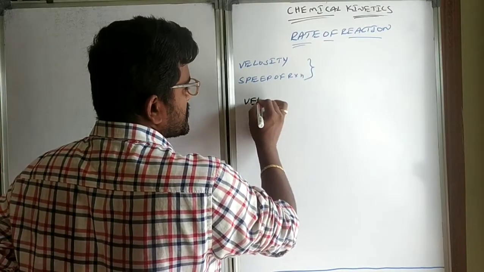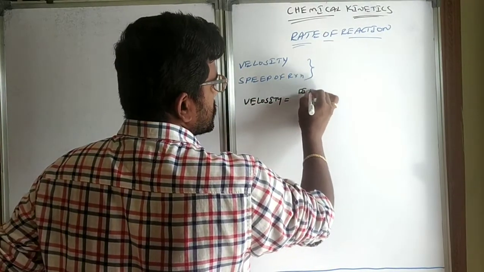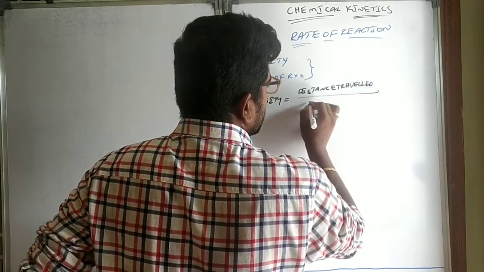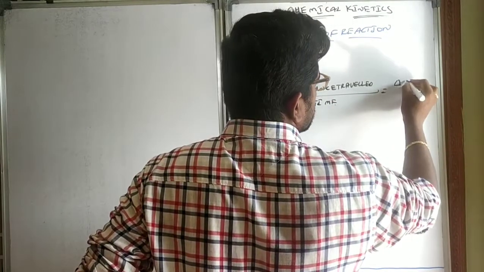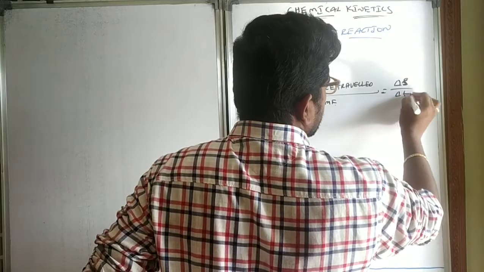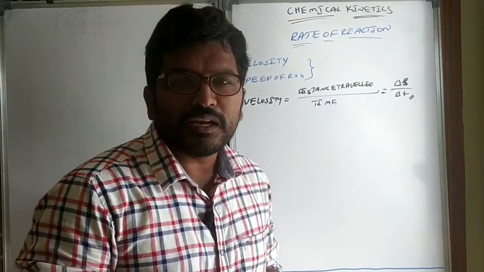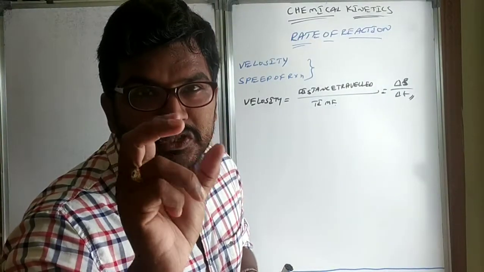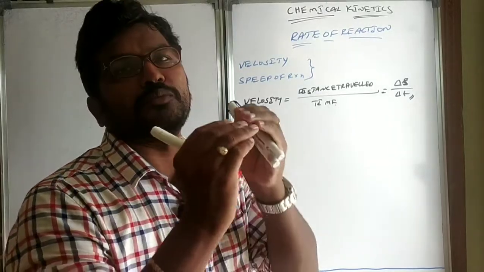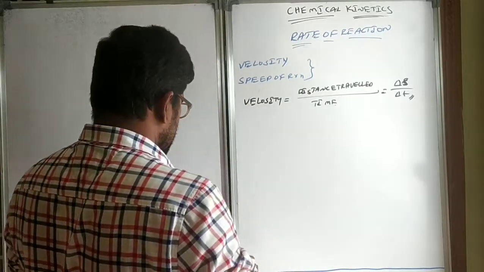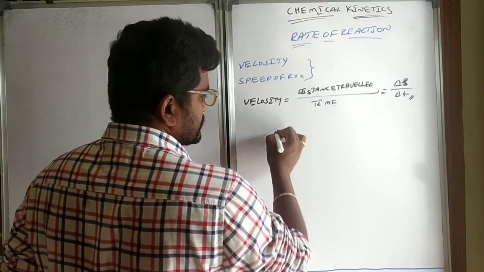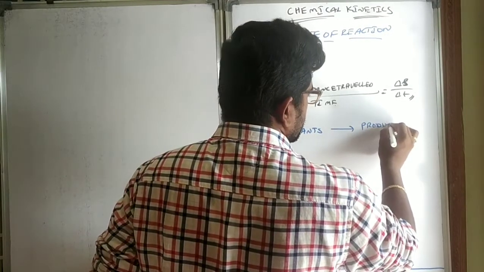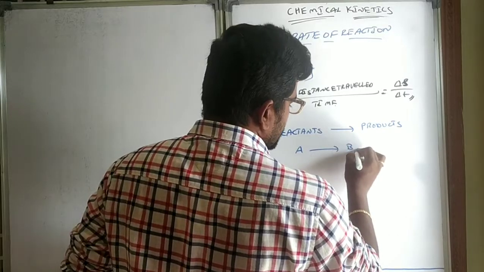we will find velocity equals distance travelled by time, or change in displacement by change in time. But in chemical reactions, they do not move from one place to another. That's why we find the change in concentration of a reactant or product with time. Let us take a chemical reaction, reactants give products, or consider a reaction A gives B.